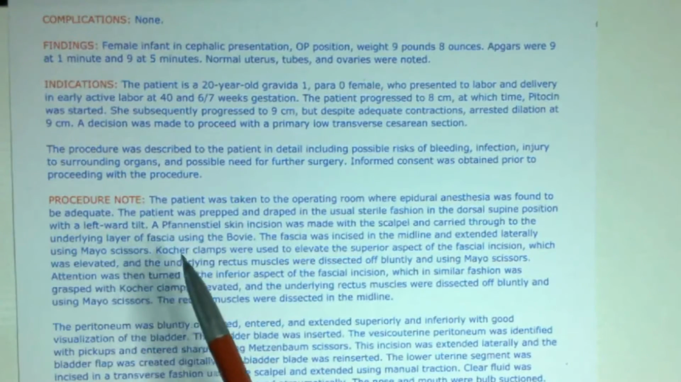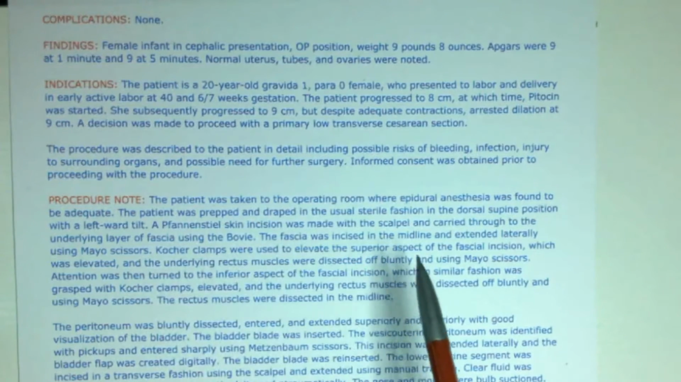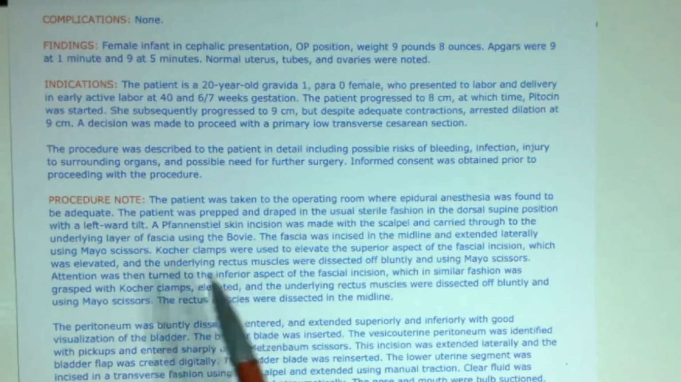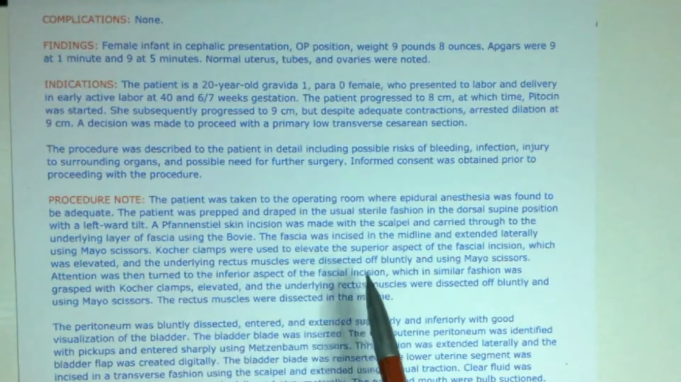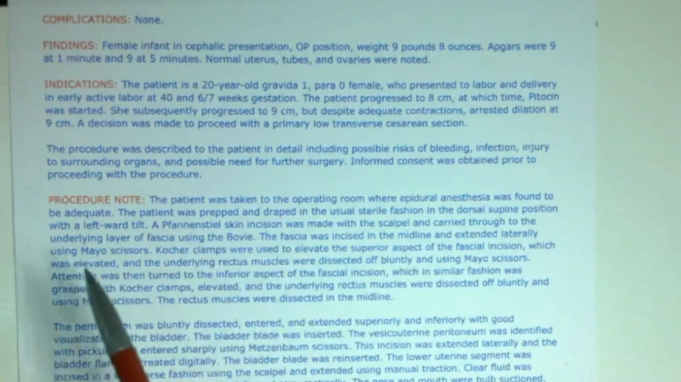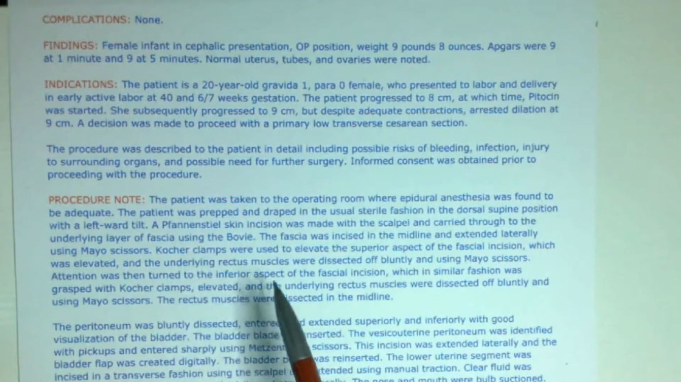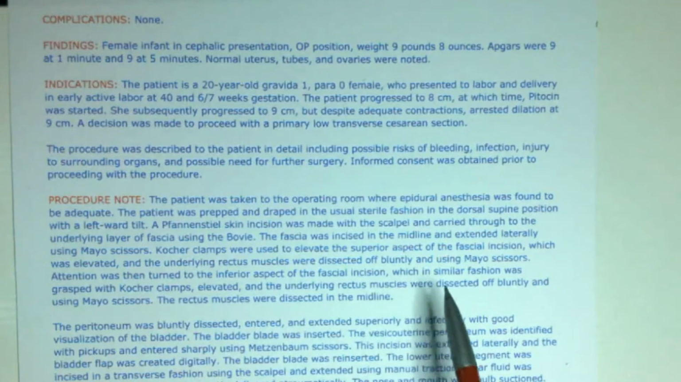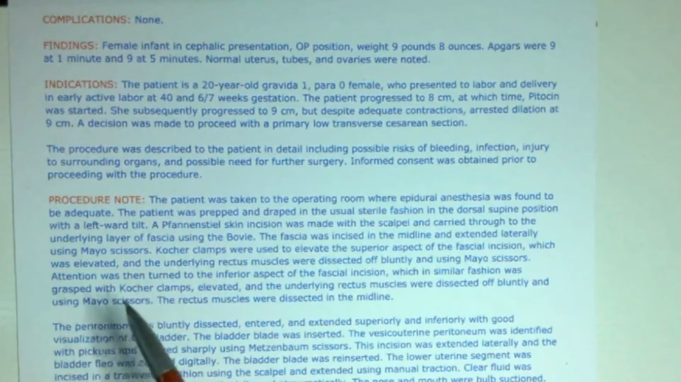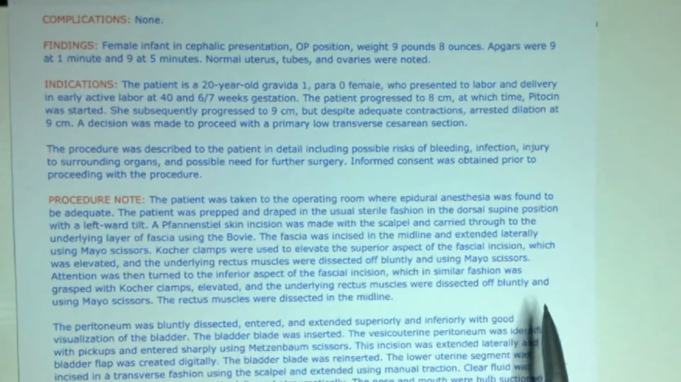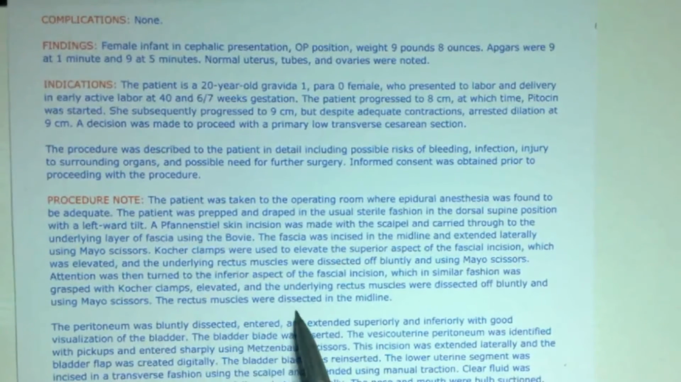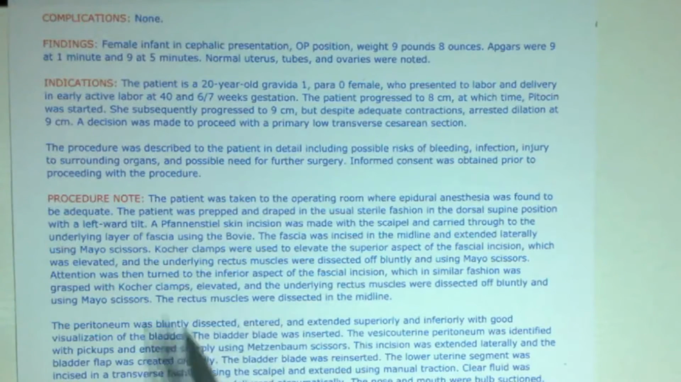Using Mayo scissors, Kocher clamps were used to elevate the superior aspect of the fascial incision, which was elevated, and the underlying rectus muscles were dissected off bluntly and using Mayo scissors. Attention was then turned to the inferior aspect of the fascial incision, which in similar fashion was grasped with Kocher clamps, elevated, and the underlying rectus muscles were dissected off bluntly and using Mayo scissors. The rectus muscles were dissected in the midline.